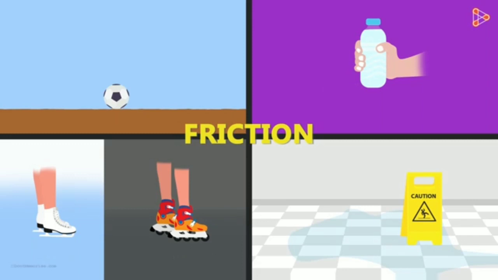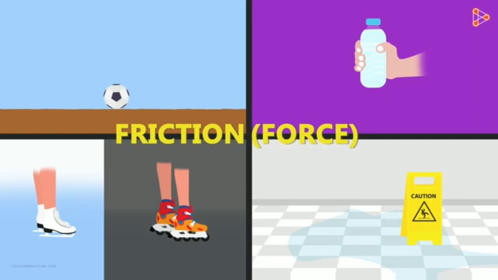So what is this friction we are talking about? It's quite easy to understand its concept. Friction is nothing but a force. It is the force exerted by a surface when an object moves across it.